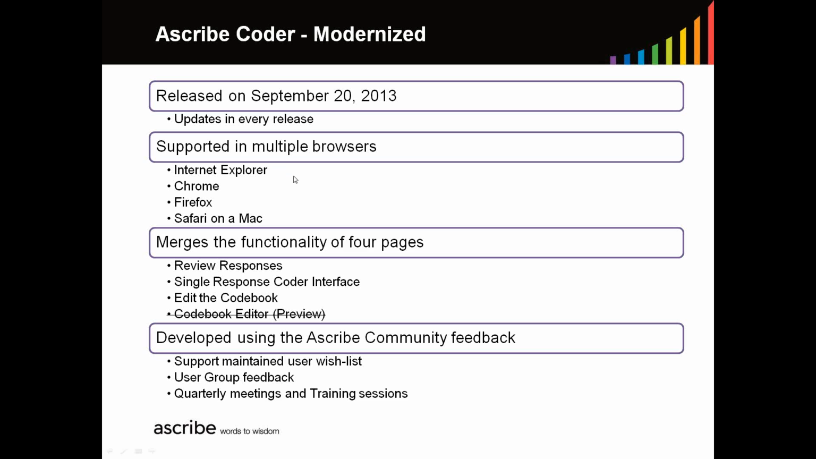Ascribe Coder was released to support multiple browsers, so you can access Ascribe Coder in Internet Explorer, Chrome, Firefox, Safari, or Safari on a Mac. The reason we did that, of course, is to make sure that our software is usable across multiple companies, people who use different browsers. All of Ascribe has actually been rewritten to be accessible in Chrome, Firefox, and Safari, with the exception of Phrase Analyzer, and we'll talk a little bit more about that in a minute.